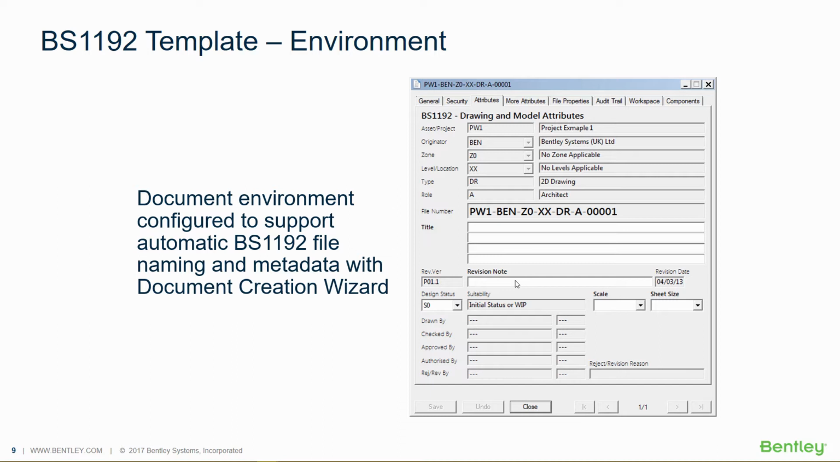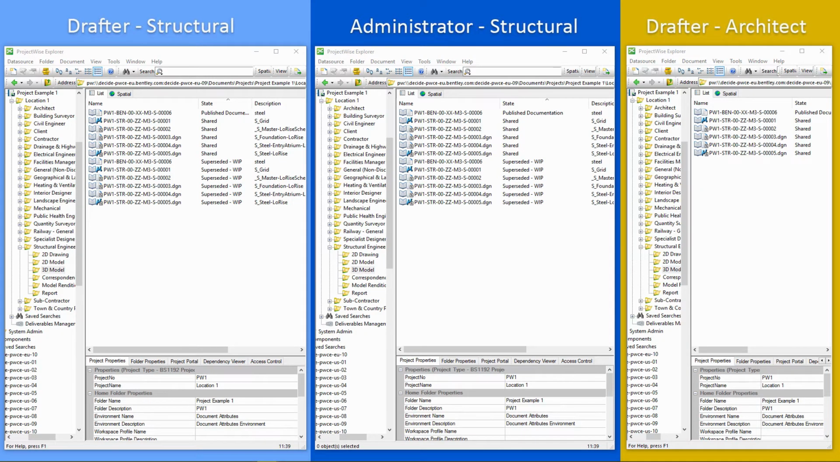So these attributes take a lot of the onus away from the content creator for having to name documents correctly. You can see here the file number or the document name has been created based on these pieces of information. With that, let's jump into the demonstration.